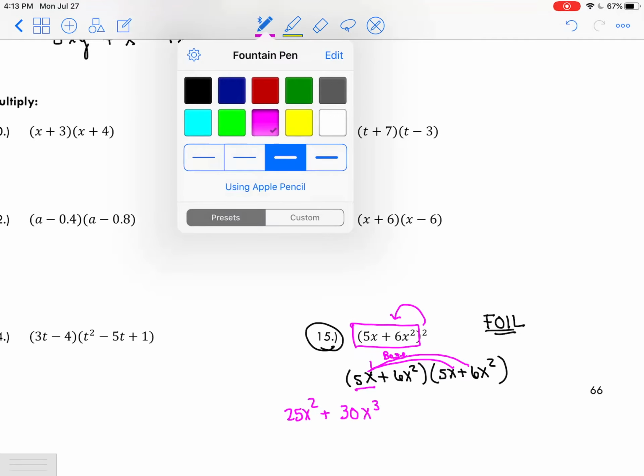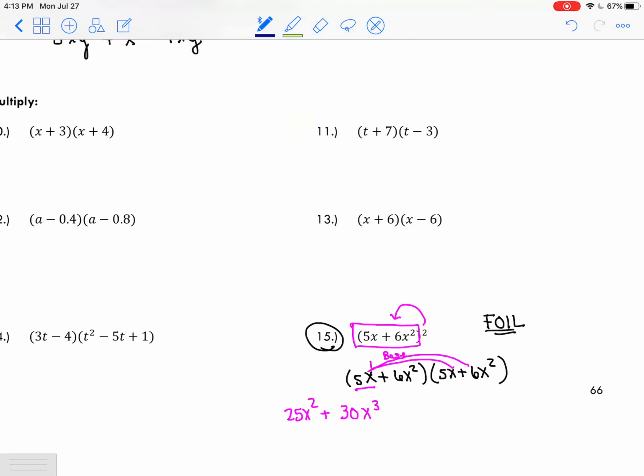Okay, then we're going to take the second term here. I can use a different color. Maybe that might be good. Let's try a blue. Okay, we've got our 6x squared and we're going to multiply that by the 5x. So we've got plus 30x cubed. And then we have the 6x squared times 6x squared. It's going to give us a positive 36x to the fourth.